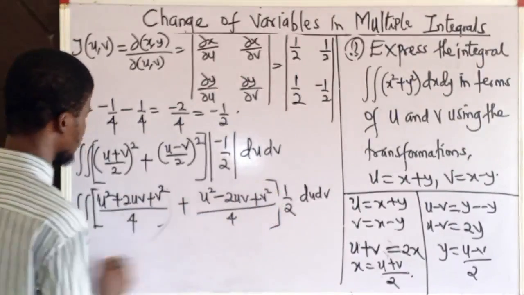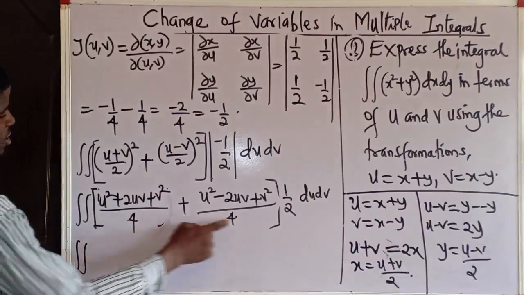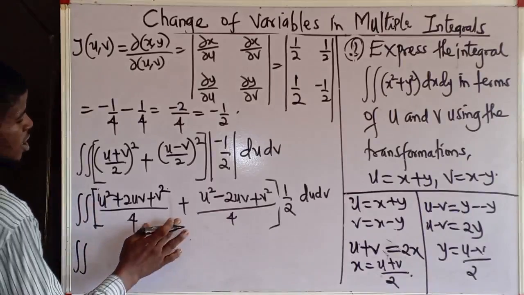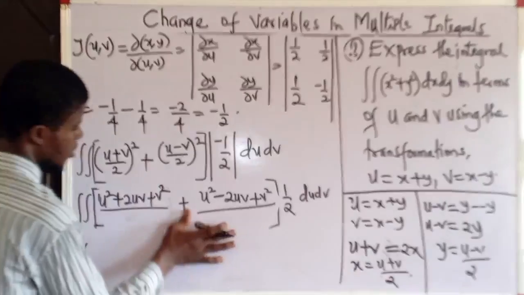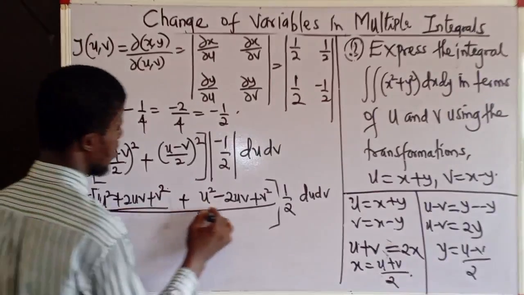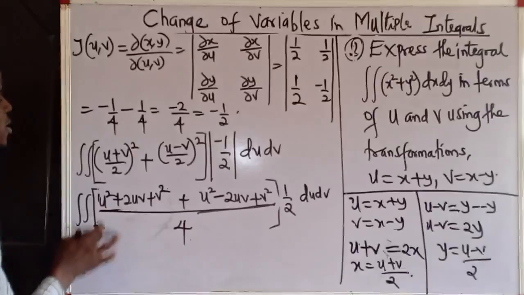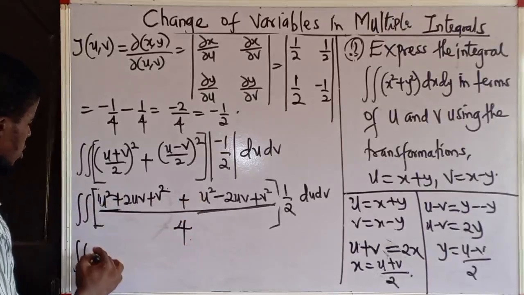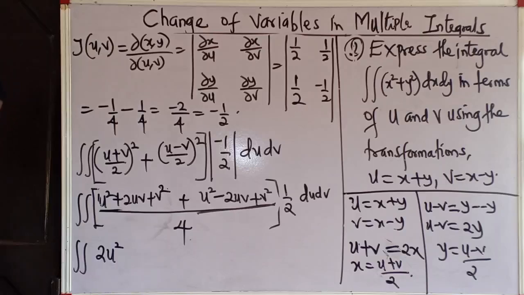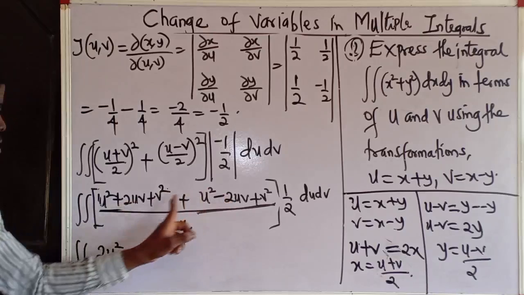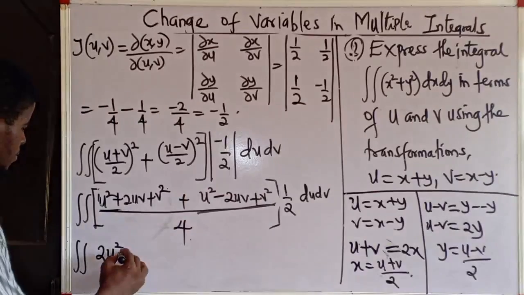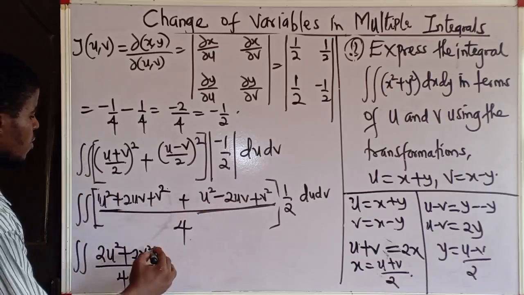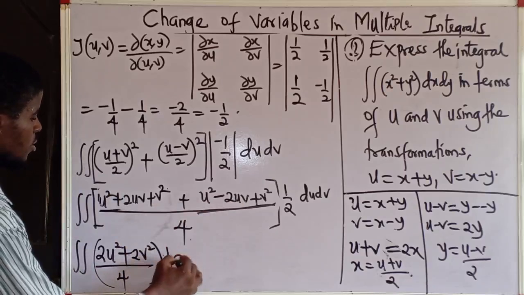So I just add them up straight. Since they have the same denominators, 4, 4, I can just add their numerators. So that's what I want to do now. I'll just pick a single denominator, which is 4, and add up everything. I hope you understand what I'm doing. U squared plus U squared is 2U squared. 2UV minus 2UV is out, that's 0. V squared plus V squared is 2V squared, all over 4. Then we have 1 over 2 outside, du dv.